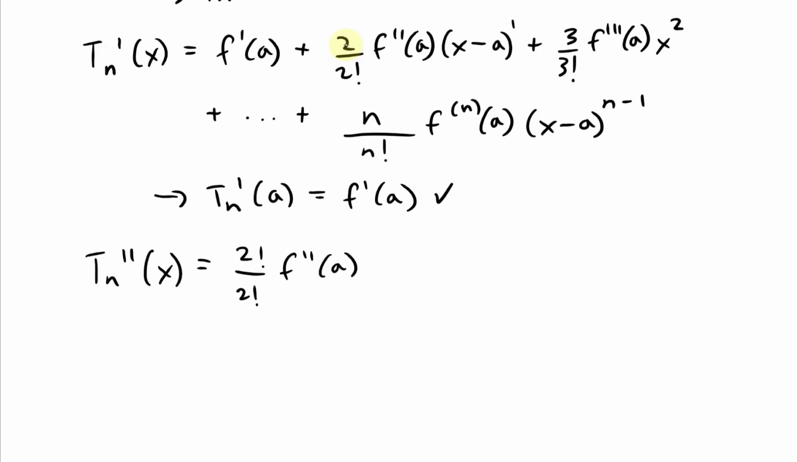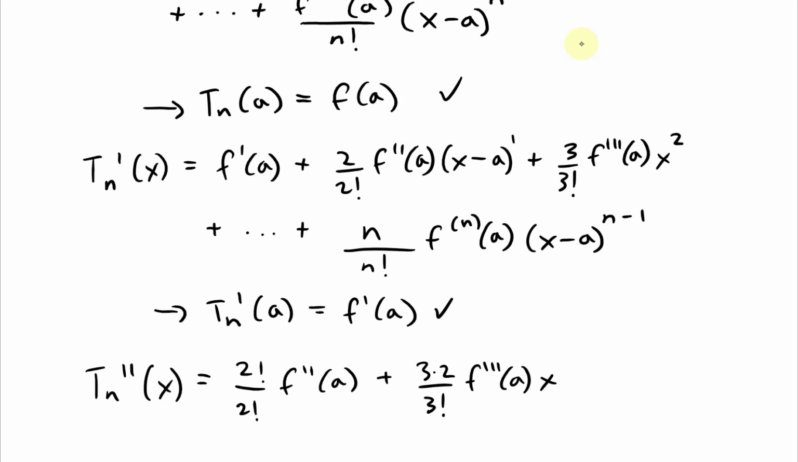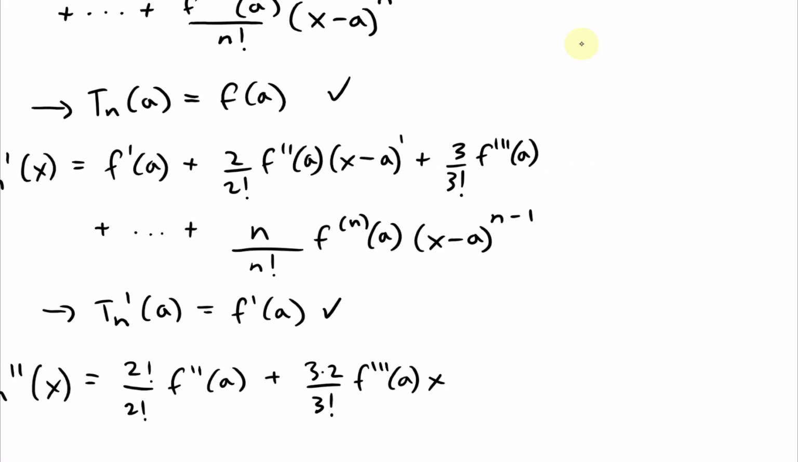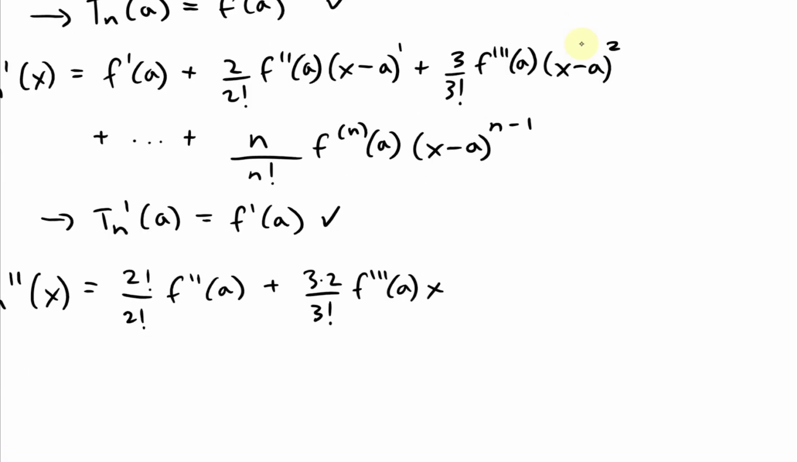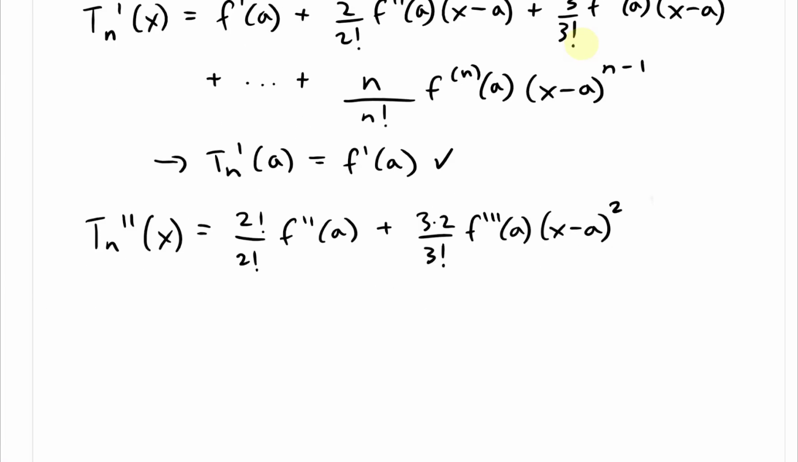And now the next one's going to be plus. Now this 2 goes down, so 3 times 2 over 3 factorial. And then this is going to be f triple prime at a of x. Also, I forgot to do, I keep making a mistake. This is going to be x minus a squared. It's squared like that. There's not enough room there, so I'm just going to put over here plus dot dot dot plus.